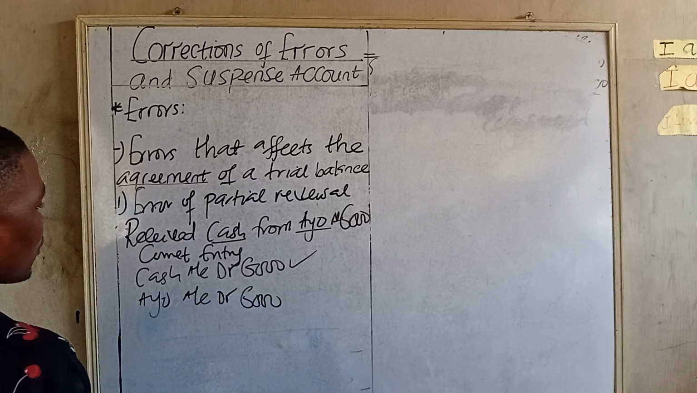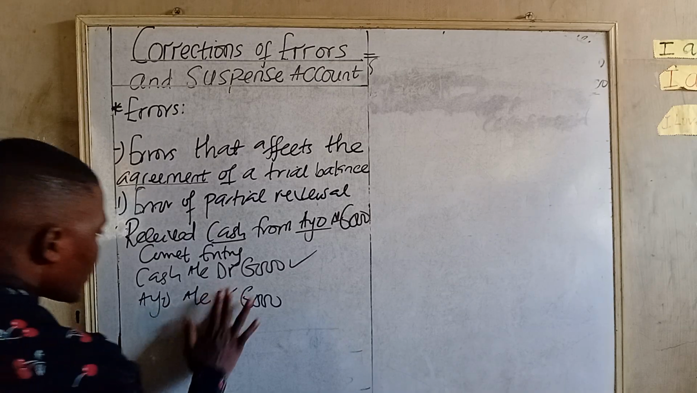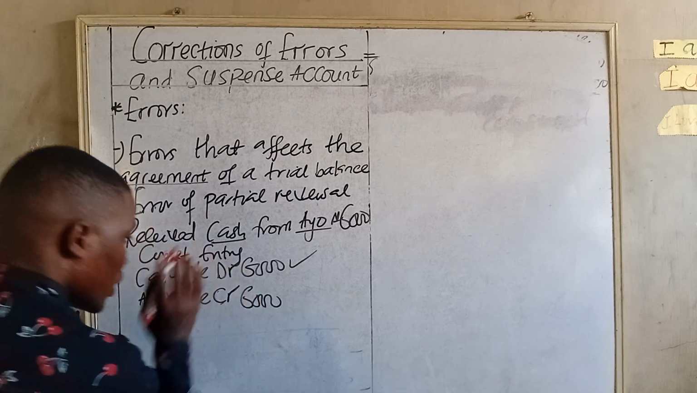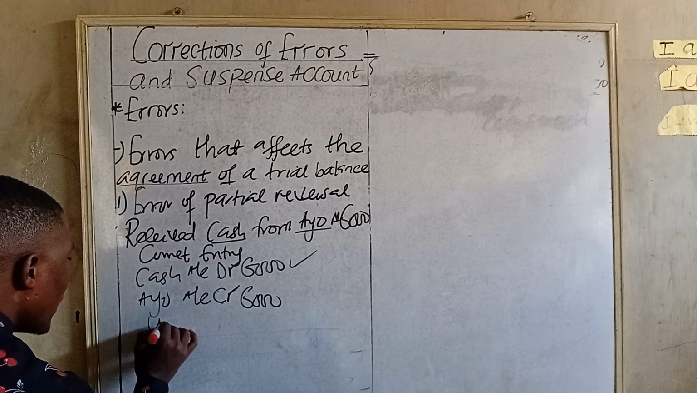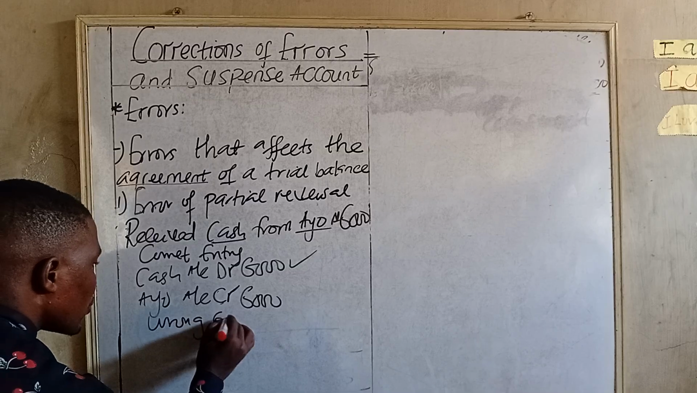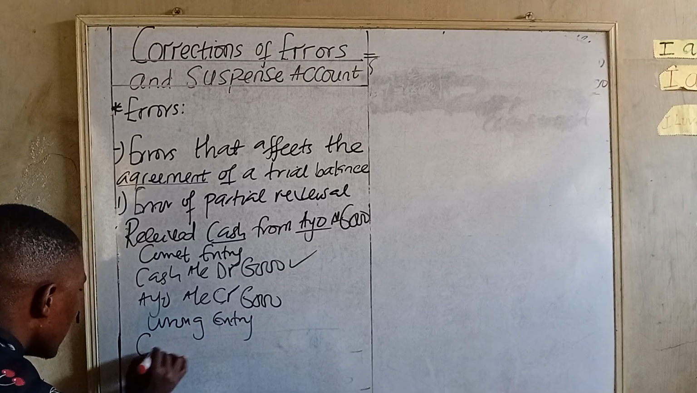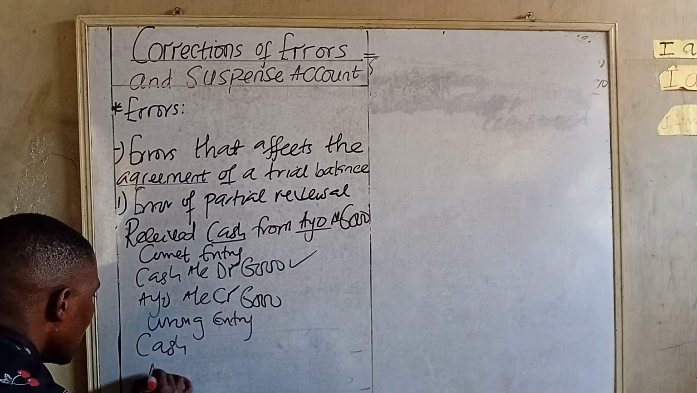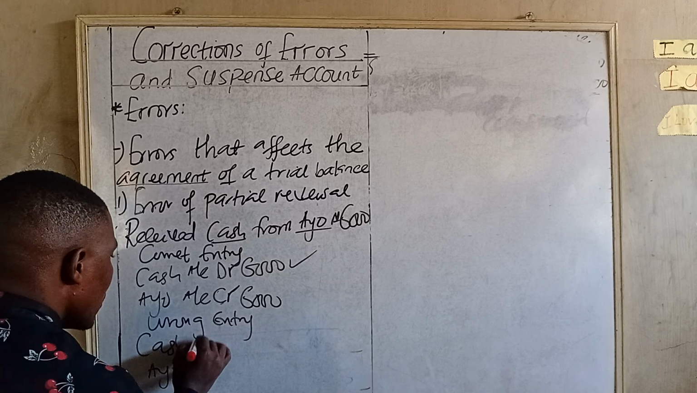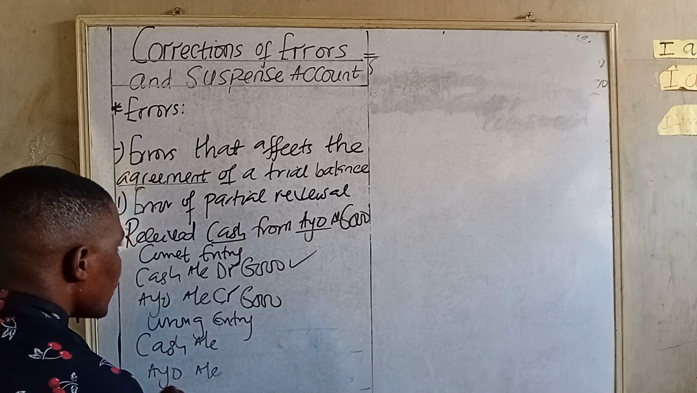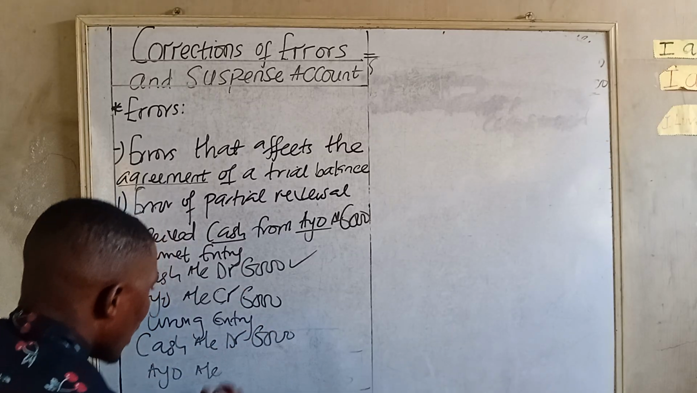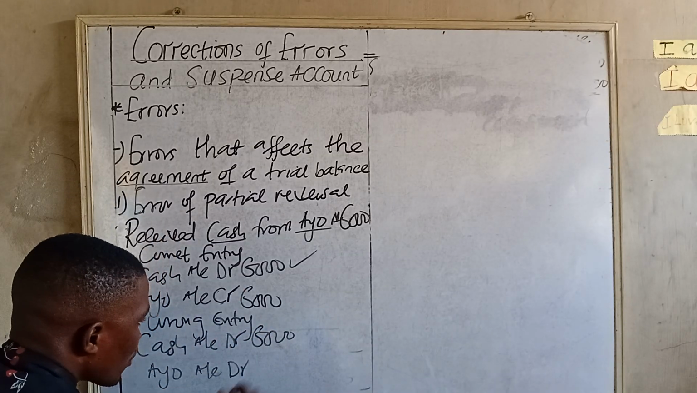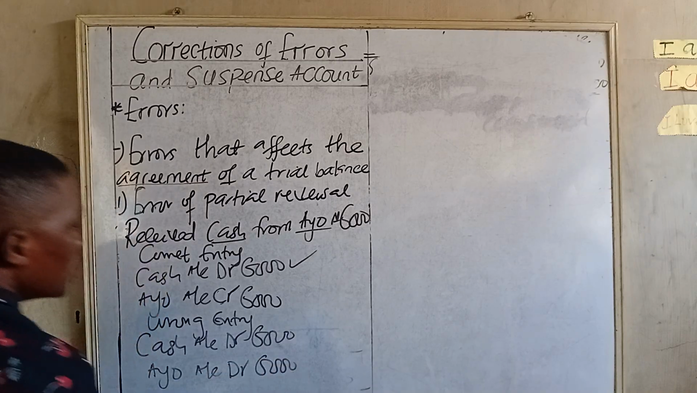So how do we now correct it? So this is correct. Let me analyze it. So this is the correct thing here. The wrong entry is what we did here. Let's say this one is correct: 6,000. We're now going to go and debit Ayo also again 6,000. This is the correct one.